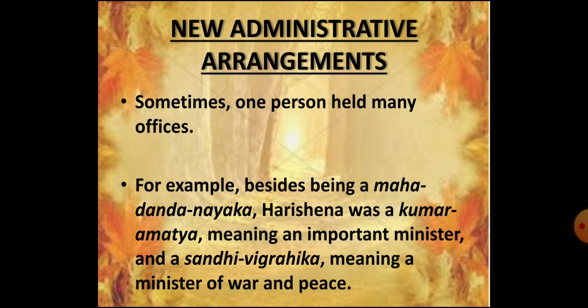Another step that the rulers adopted was that many a times one person was made in charge of many offices. For example, Harisena again. Harisena was not only a Mahadandanayaka but also a Kumar Amatya, which means an important minister and a Sandhi Vigrahika, which means a minister of war and peace. In this way, he held many important offices at one time.